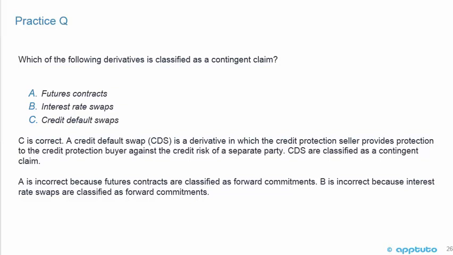A credit default swap is a derivative in which the credit protection seller provides protection to the credit protection buyer against the credit risk of a separate party. CDS are classified as a contingent claim. A is incorrect because we know futures contracts are classified as forward commitments, and B is incorrect because interest rate swaps are also classified as forward commitments. So if you remember that futures and swaps are not contingent claims, then you would have kind of figured out that C was correct and credit default swaps are a contingent claim.